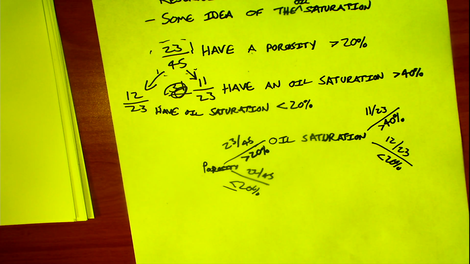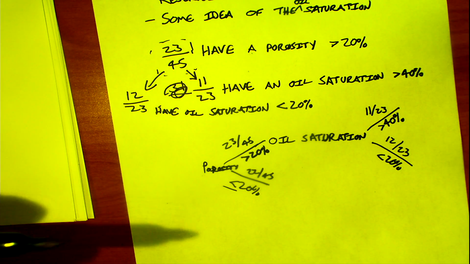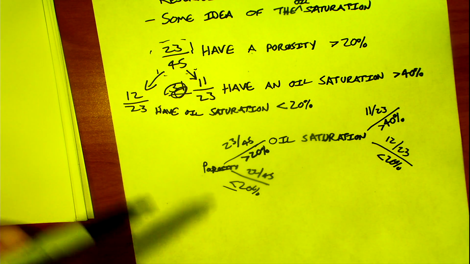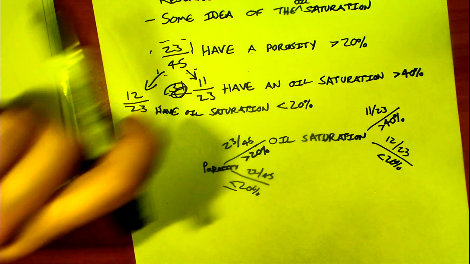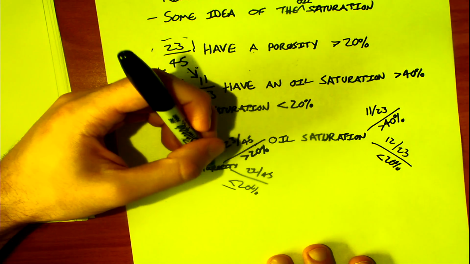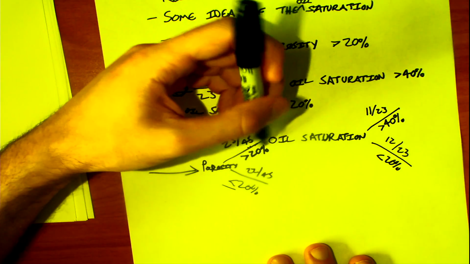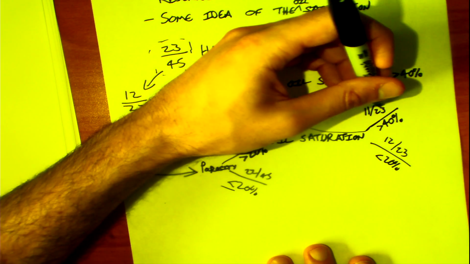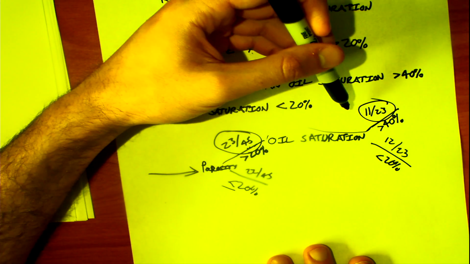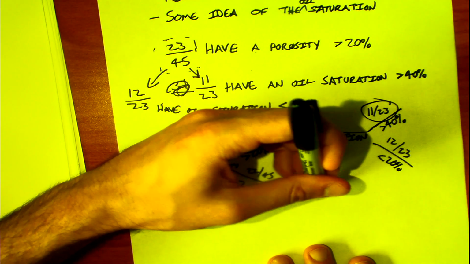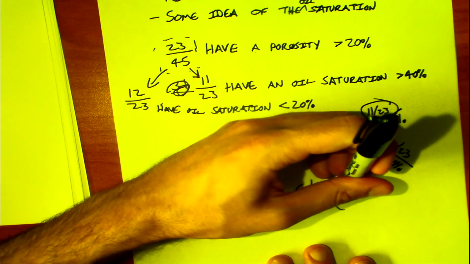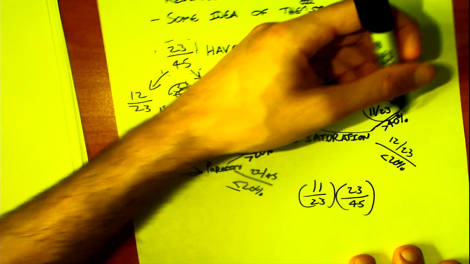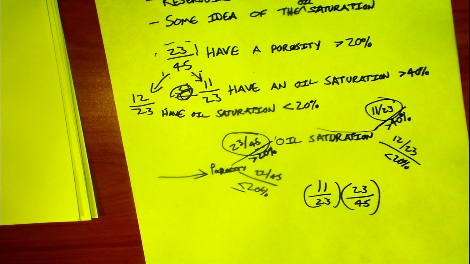In the same way that we started multiplying the probability of different dice together, we can follow the tree and figure out the probability of multiple events occurring at the same time. So say I come into the tree, porosity greater than 20%, and I want an oil saturation greater than 40%. Well, I have one probability here, one probability here. If I'm looking at these two occurring at the same time, that probability would be the product of all the probabilities along that walk through the tree diagram.